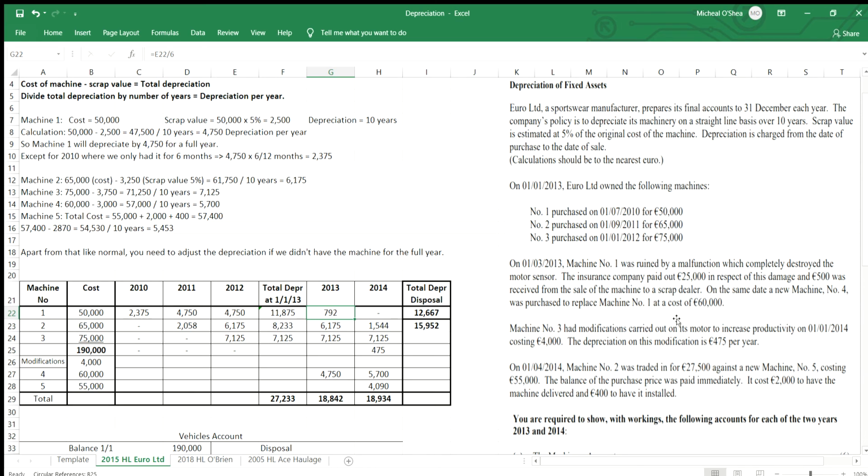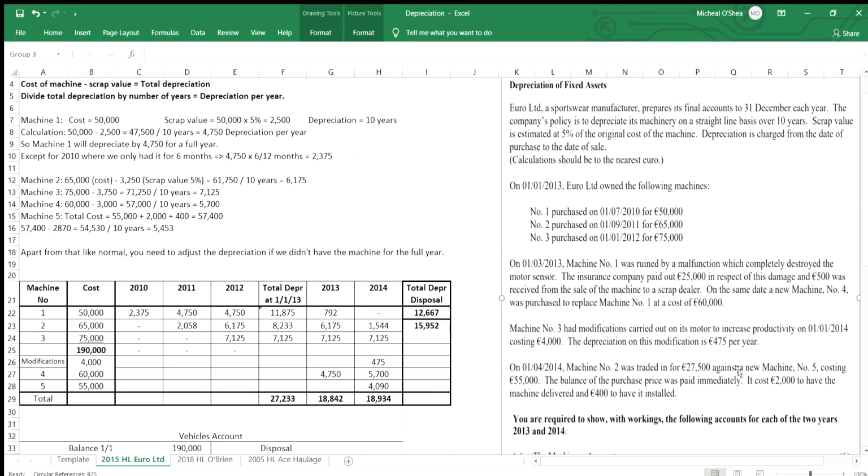2014, what happened here? Well, we modified machine 3. Its cost was 4 grand. The depreciation per year on the modification was 475. So I can put in 475 here. I'm just moving it down. 475 is my depreciation on a modification. Let's just put that in.